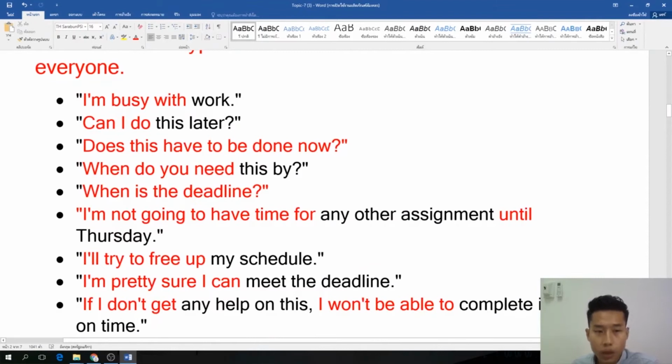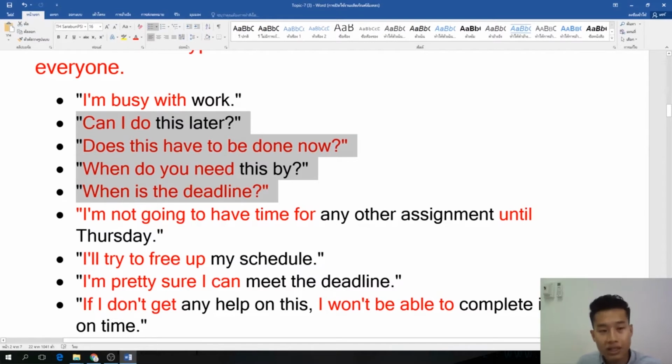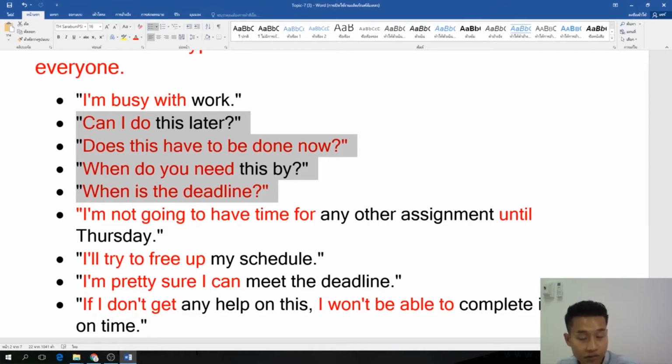Okay, right now I have to explain all the words, when you can use them, sentence by sentence. I'm busy with work, meaning I have a lot of things to do about the work. Okay, can I do this later? It's okay if I do it later. Does this have to be done now? It's like, does this have to be finished right now? The same meaning.